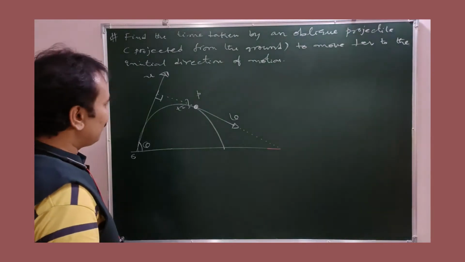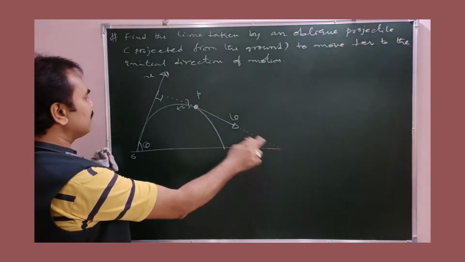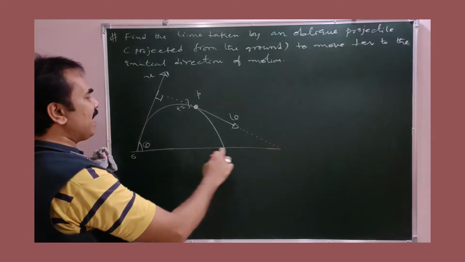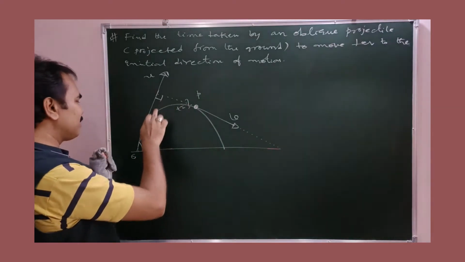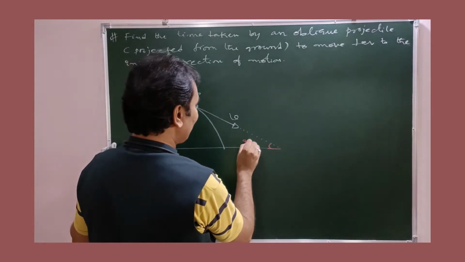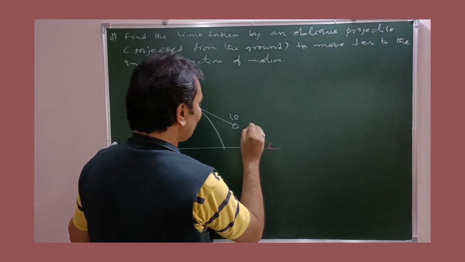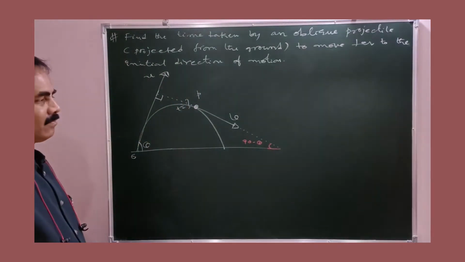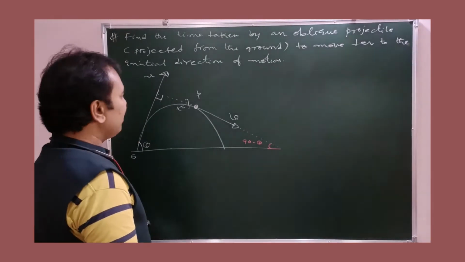Now what is the angle here? This is a right angled triangle. Here 90 degrees, here theta. Definitely here it is 90 minus theta. Am I right?